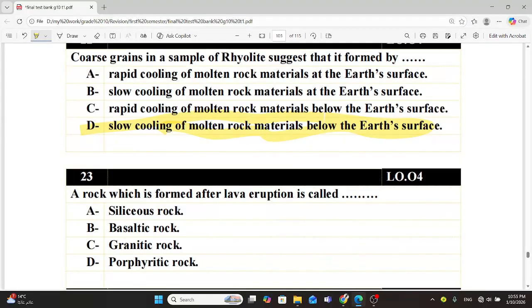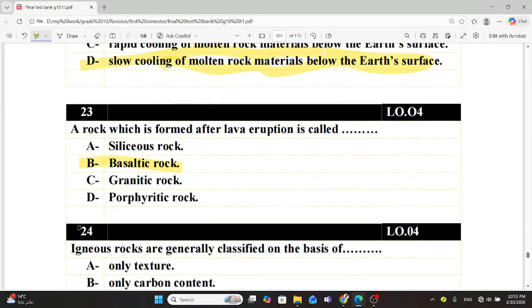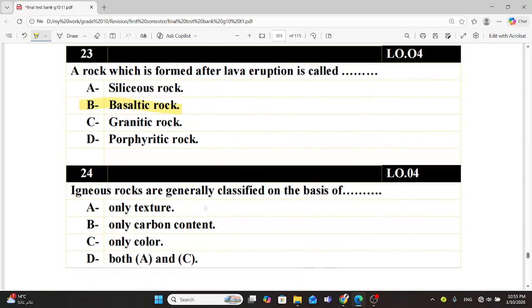طيب a rock which is formed after lava eruption is called... after lava eruption يبقى called basaltic rock. طيب igneous rock are generally classified on the basis of texture only ولا carbon content ولا color ولا both A و C؟ both A و C.